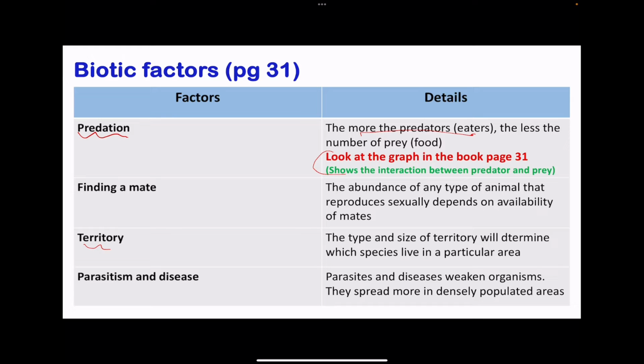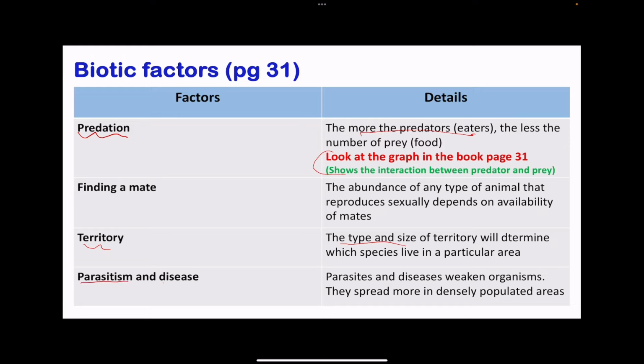For territory, the type and size of territory will determine which species live in a particular area. If it's small, if it's desert, and so on, that is going to determine which organisms thrive, meaning those that are better adapted for those conditions are going to thrive in that area.